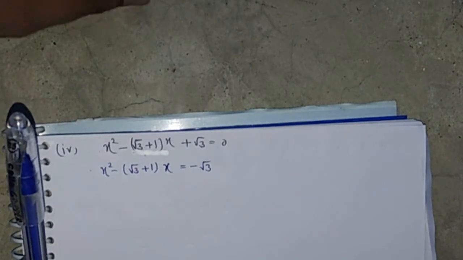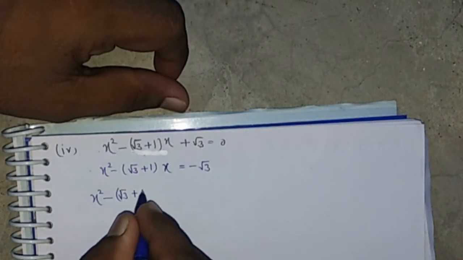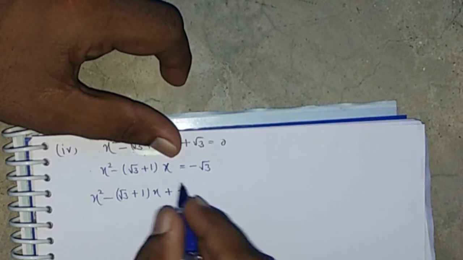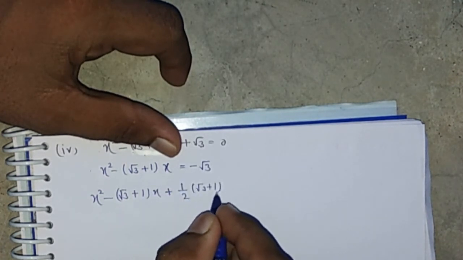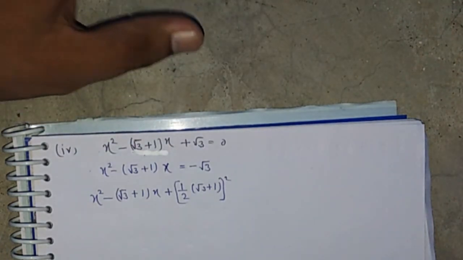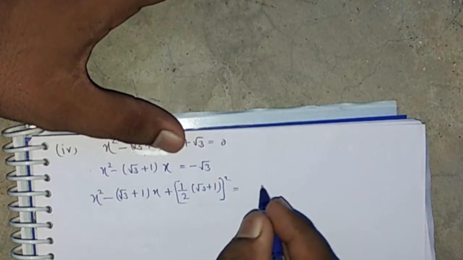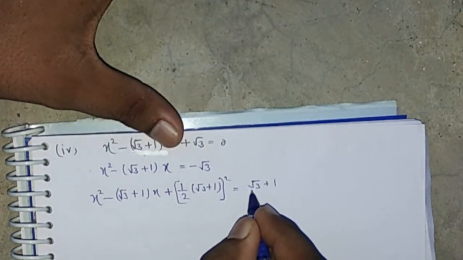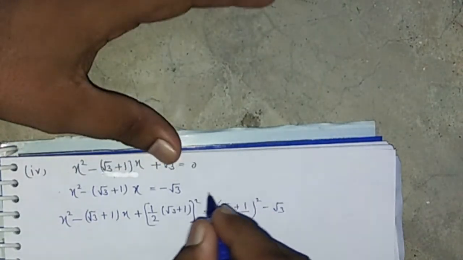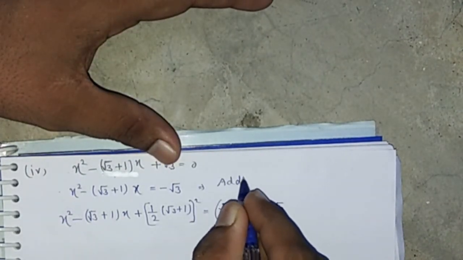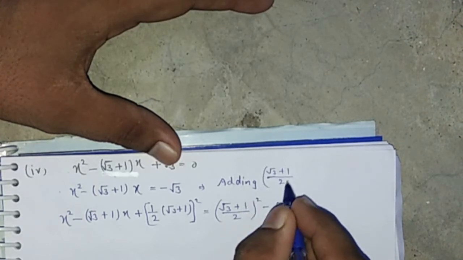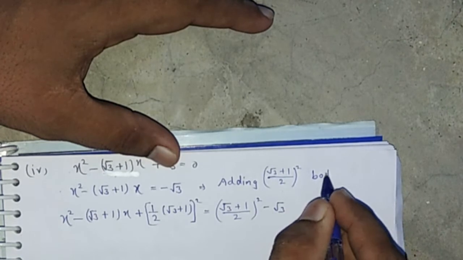Minus root 3. We add the half of the coefficient of x, which is root 3 plus 1, square. This means we add half of the square of the coefficient of x on both sides, which means root 3 plus 1 by 2 square minus root 3, means adding root 3 plus 1 by 2 whole square on both sides.